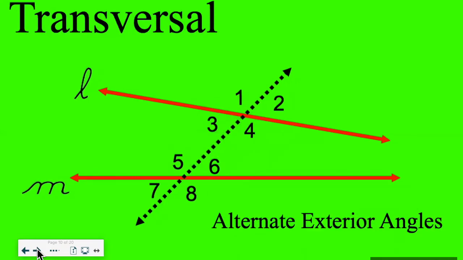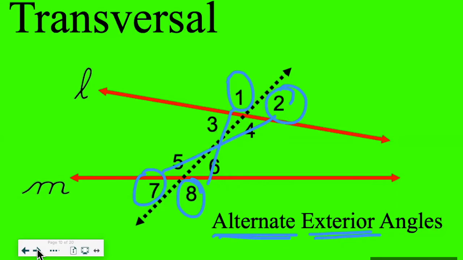So then what would alternate exterior angles mean? Well, again, opposite on the outside. So the angles that are outside would be 1 and 2 and 7 and 8. Okay? 1 and 2 and 7 and 8 are the angles that fall outside of the two lines. So what are the opposite? Well, angle 1 would be on the opposite side of angle 8. So those two are considered alternate exterior. And angle 2 and angle 7 fall opposite of the transversal and outside the two lines. So they are also alternate exterior angles.